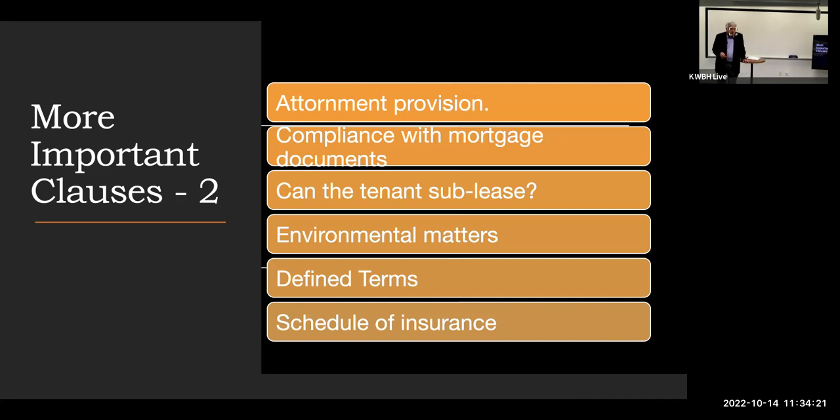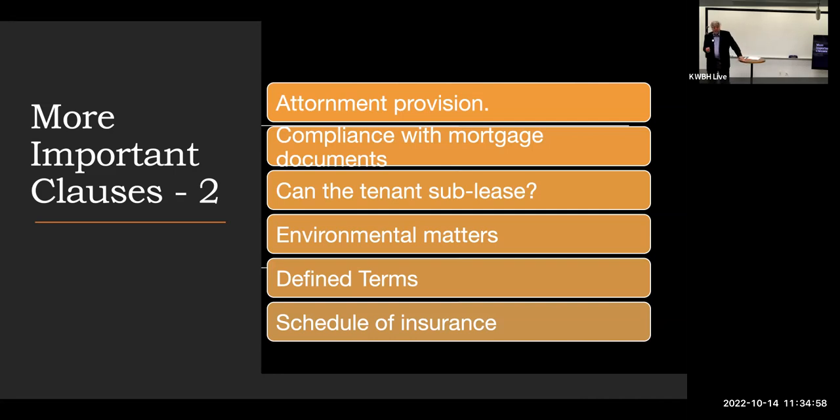Defined terms. So when you do a lease, you're going to talk about different things. Environmental matters. What is an environmental matter? So you need to define what that is. You talk about maintenance. What maintenance? What is he responsible for? Is he responsible for the HVAC or not? Define in the defined terms section of the lease what that is.